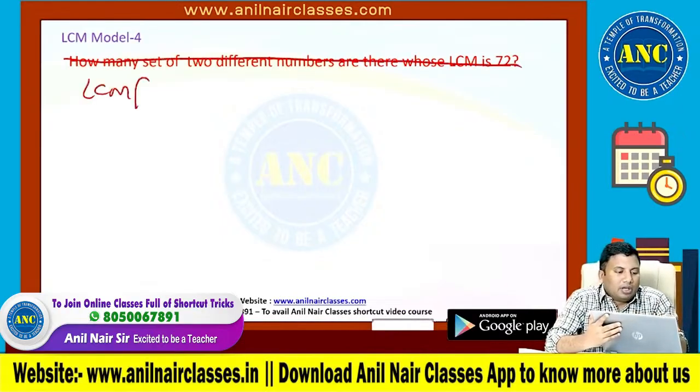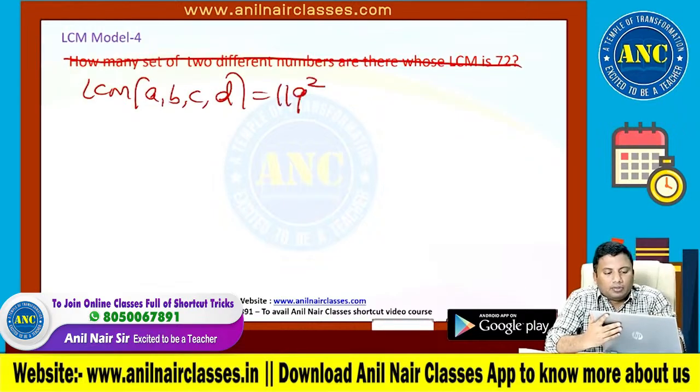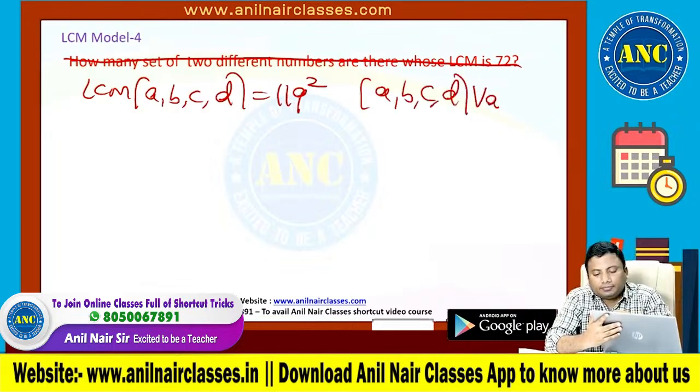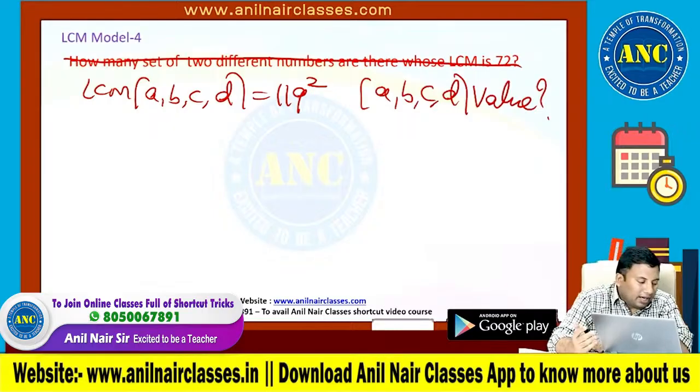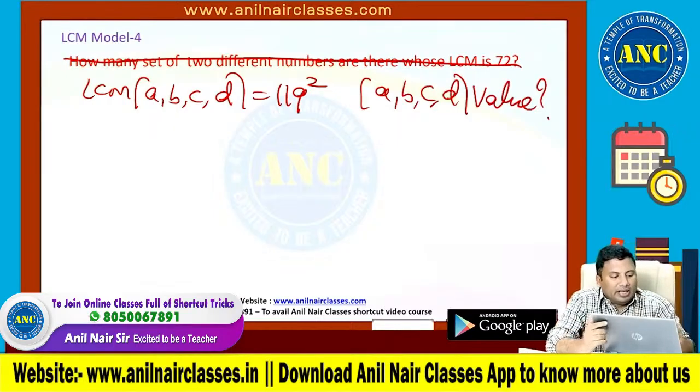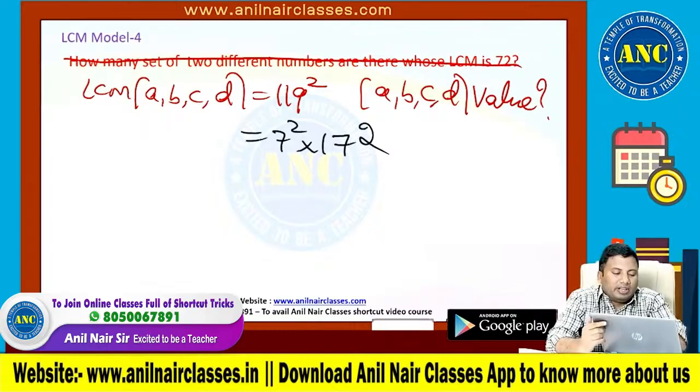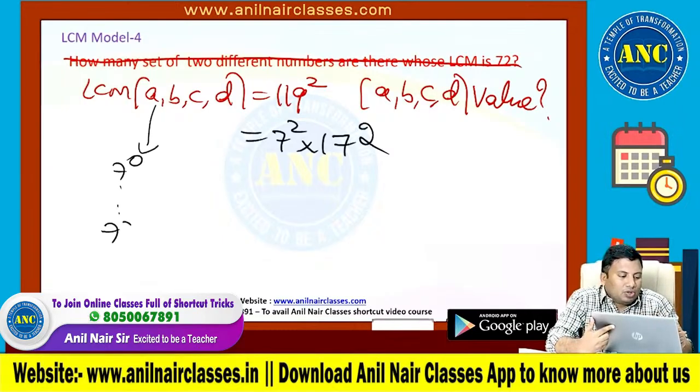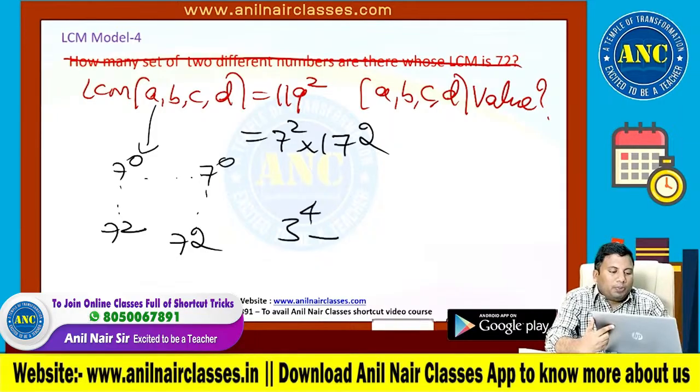One more question. Any values it will satisfy. LCM of ABCD is 119 square. How many values will ABCD take? 4 variables are there. 119 is 7 square into 17 square. 7 square means 7 power 0 to 7 power 2 till D. 7 power 0 to 7 power 2, which will become 3 power 4.